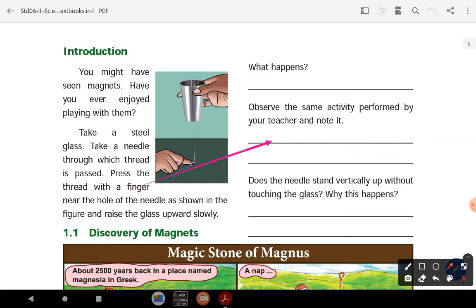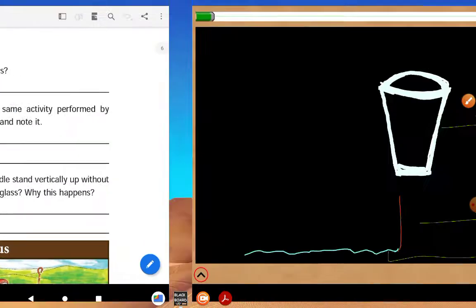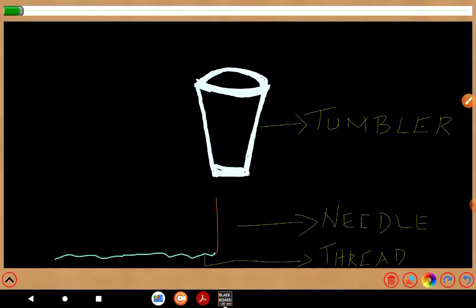Can you see this picture, children? Now I am going to do this experiment for you. See here, I am going to do it the same way you did this experiment. I have taken a tumbler, and then I have also taken a needle and a thread. I have passed the thread through the eye of the needle.